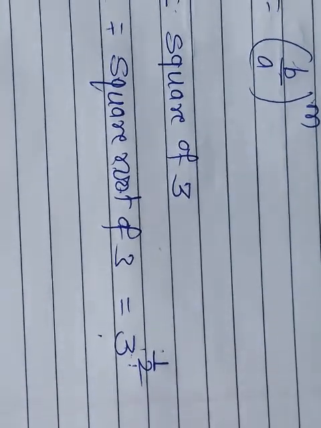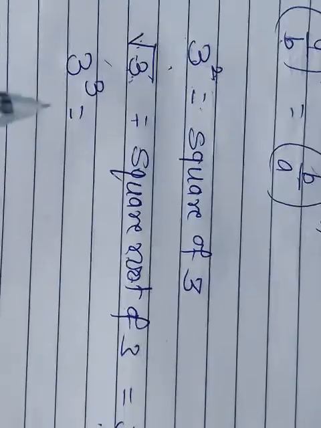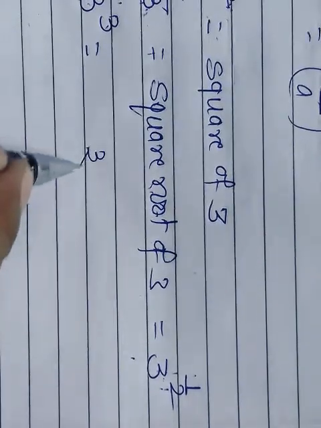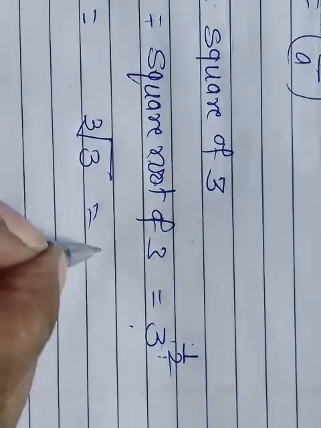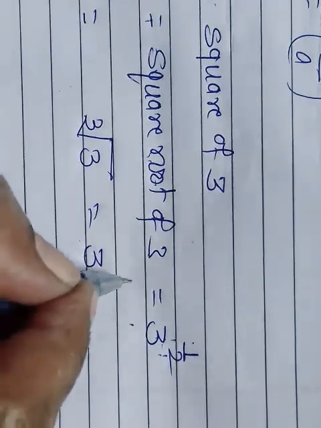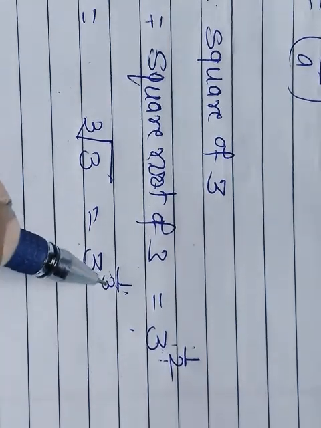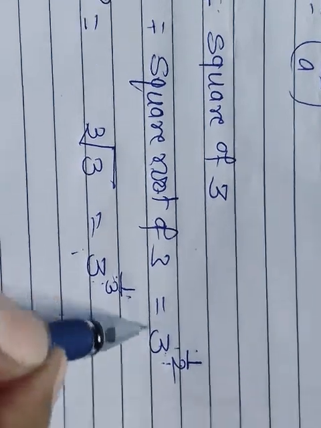Now suppose a cube, 3 cube. 3 cube means 3 raised to 3, I am writing. Then what is the cube root of 3? How can I write it in index form? So the cube root of 3 I can write as 3 raised to 1 upon 3. It is read as the cube root of 3 in index form. Square root of 3.